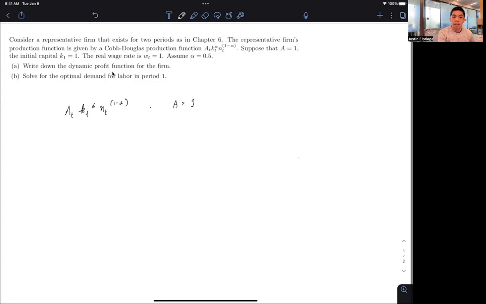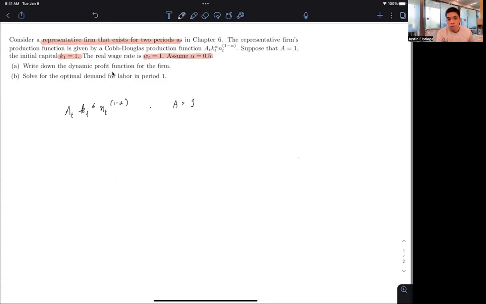We're given that the initial level of capital is K1 equal to 1. The representative firm exists for 2 periods, so it's a simple dynamic model. We also have that the wage rate W_t is equal to 1, and that alpha is 0.5.